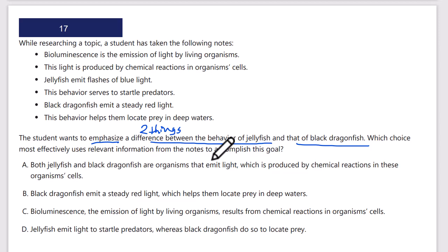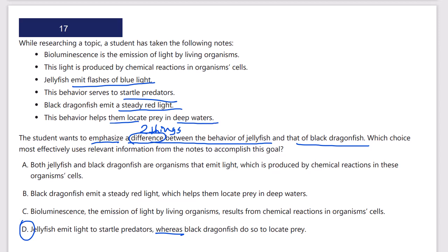So we'll look for a contrasting transition, while, whereas. Whereas, that's going to be our answer right there. I'm going to go ahead and circle it so confidently that I know that transition word is going to indicate a difference, okay, before we even read it. But let's go ahead, let's read it. So the differences between the behavior. So bioluminescence is light emitted by an organism, okay? This light's produced by chemical reactions. Jellyfish emit flashes of blue light, okay? It startles predators. Dragonfish emit a steady red light. The behavior helps them locate prey in deep water.